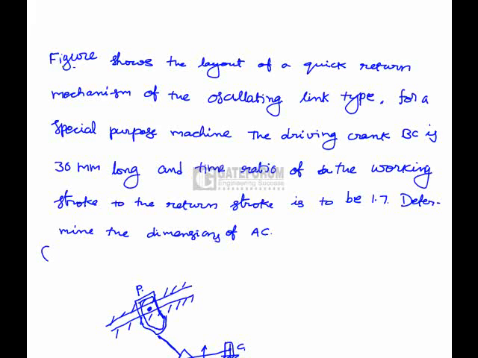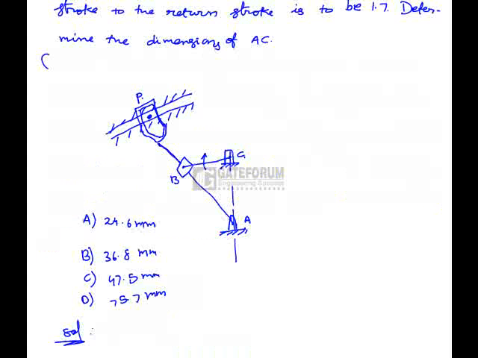The layout of a quick return mechanism of the oscillating link type for a special purpose machine. The driving crank BC is 30 mm long and the time ratio of the working stroke to the return stroke is to be 1.7. Determine the dimensions of AC. So here is the given mechanism ABC, where BC is the crank.